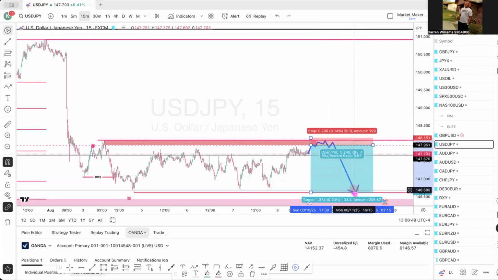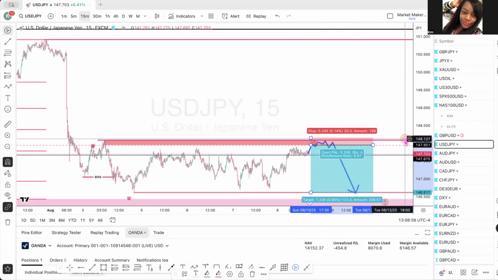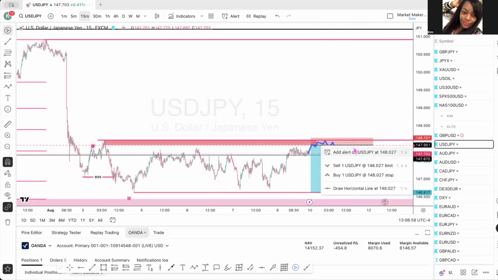Okay, I got one more question. On the lot size, how do we determine our lot size? Now, on TradingView, because these are regulated brokers, they use units.